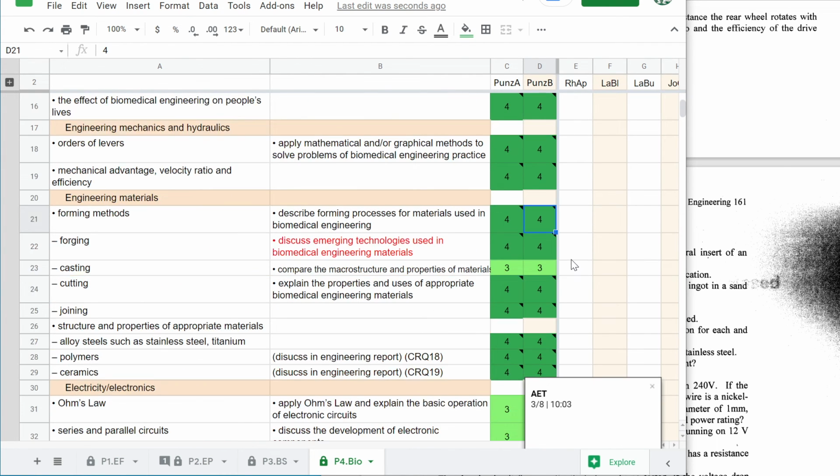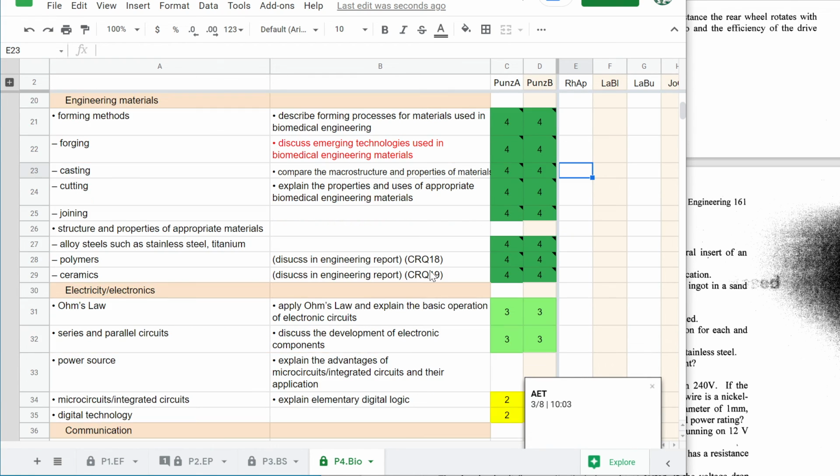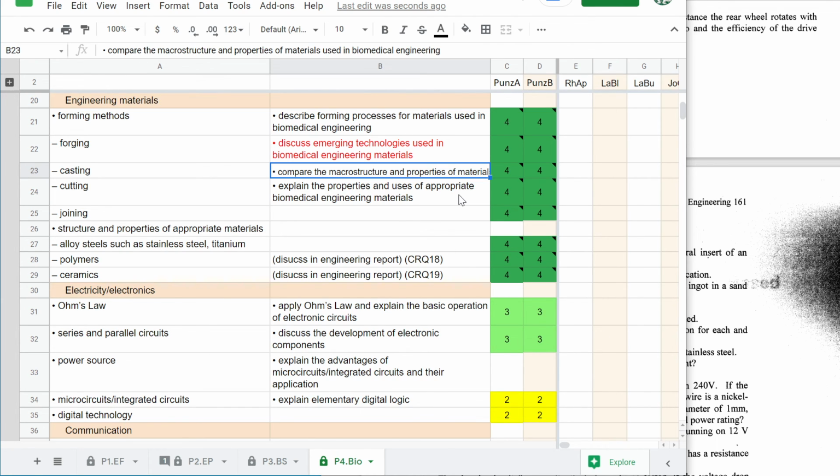I'll post those to the chat. The casting video is already on YouTube. I'm just going to set that for homework now. I haven't typed up the homework, but the homework will be: describe the process of sand casting and investment casting. Investment casting you have to talk about as part of your engineering report anyway.